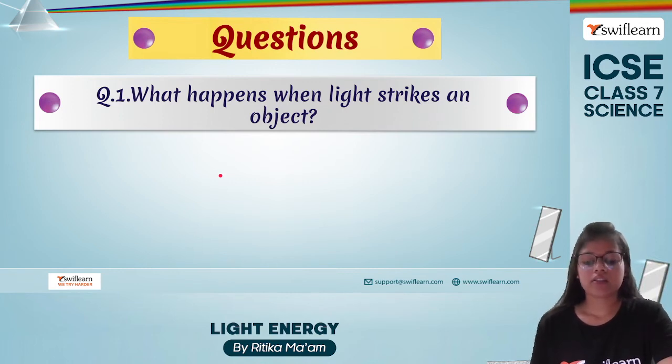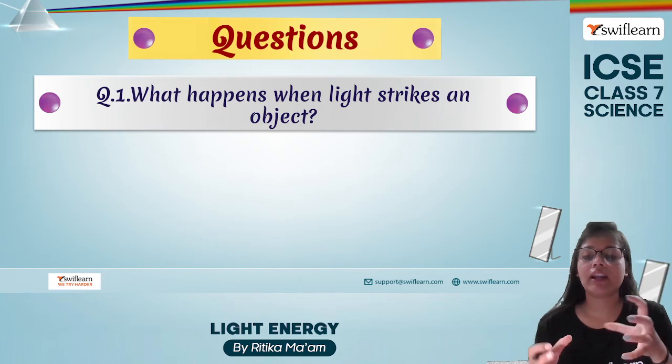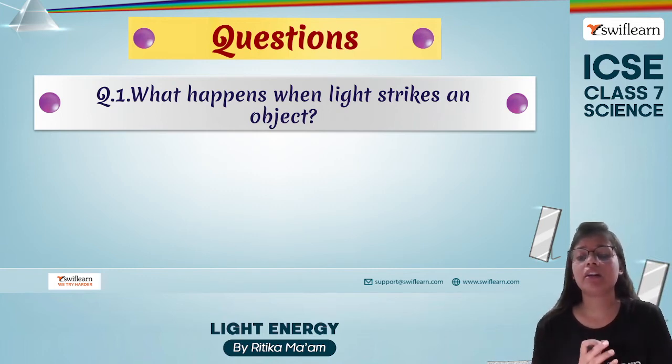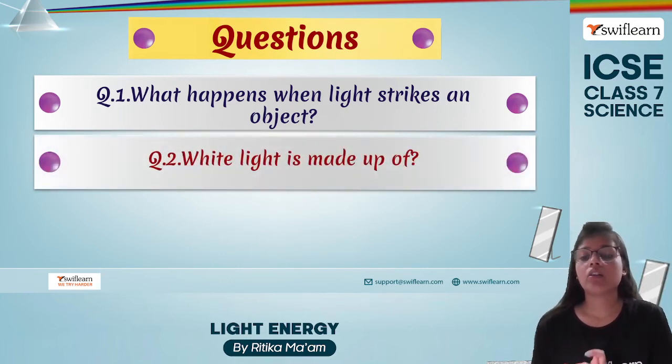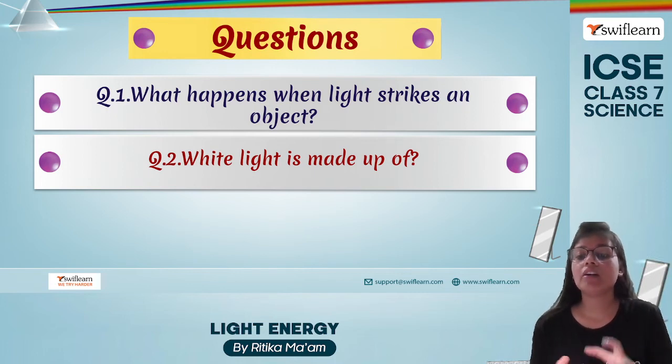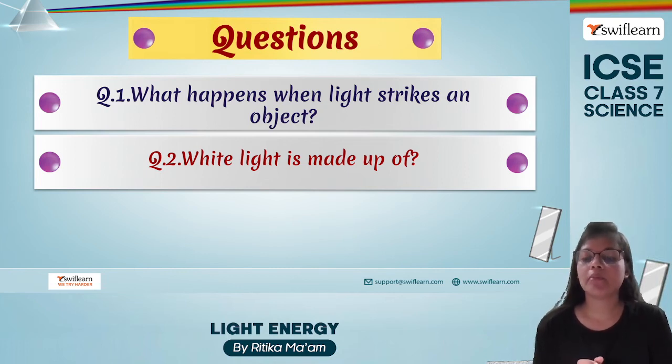Okay, now questions time. What happens when light strikes an object? Whenever light strikes an object, it bounces back, and that phenomenon is known as reflection of light. The light can also disperse, or it can also be refracted. So three phenomena happen: reflection, refraction, or diffraction or scattering of light. White light is made up of all the primary colors.